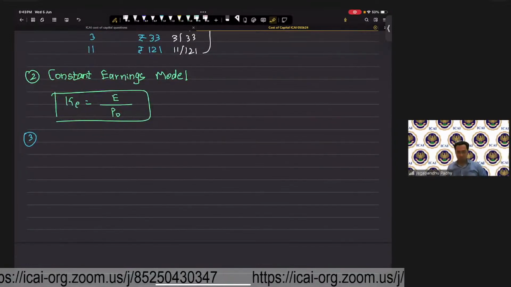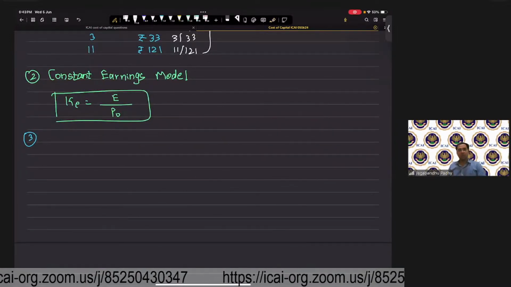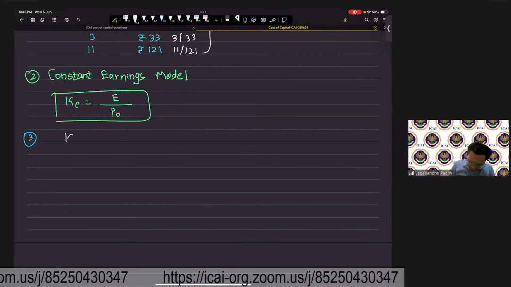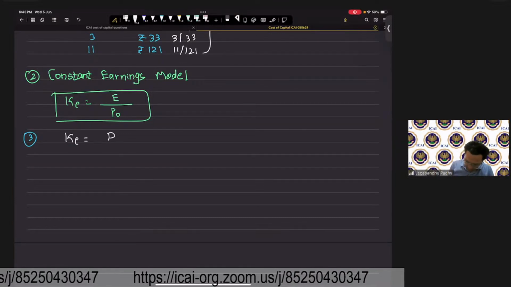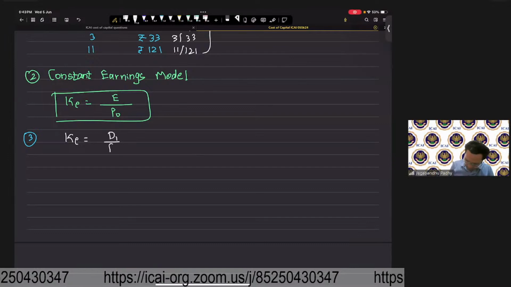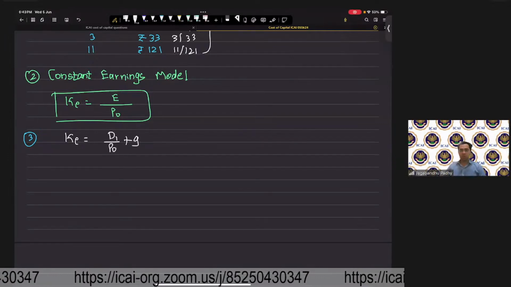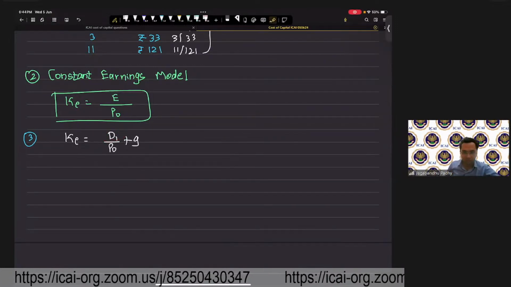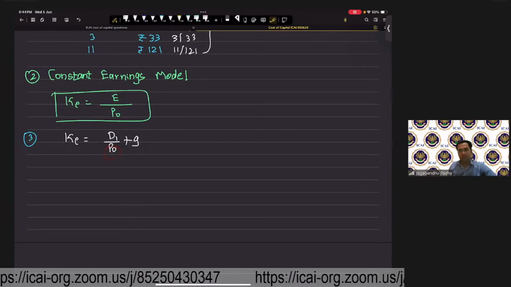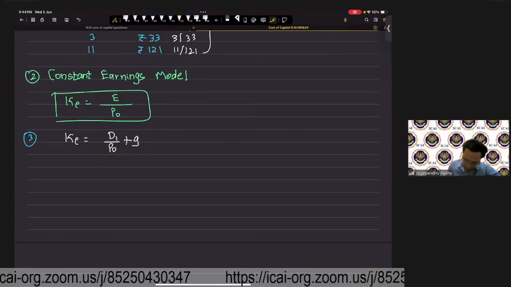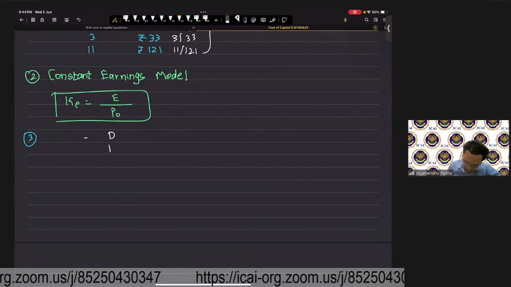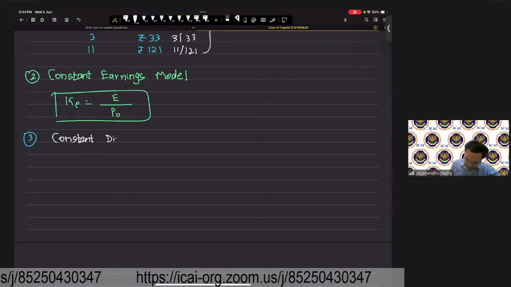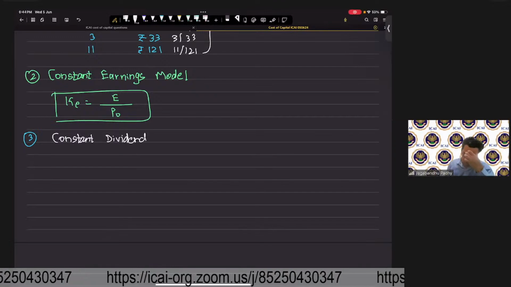So in that scenario, we should be looking at cost of equity with a growth perspective. Here the cost of equity is computed as E1 upon P0 plus growth. Cost of equity is basically D1, which is the upcoming year's expected dividend, divided by P0, the current market price, plus G, the growth rate at which your money is going to grow. And this approach is called the constant dividend growth model.